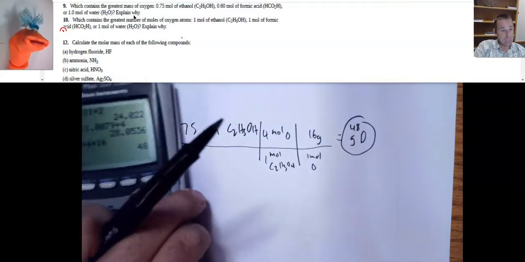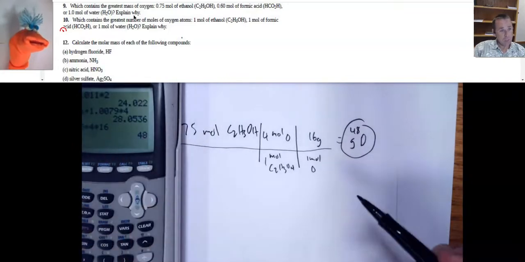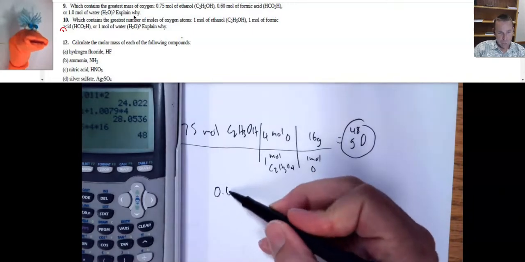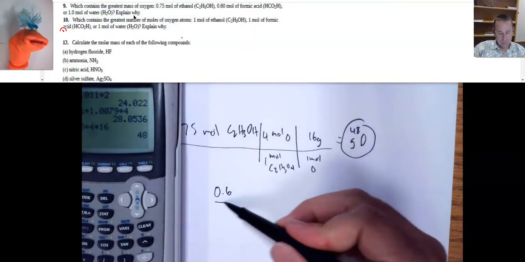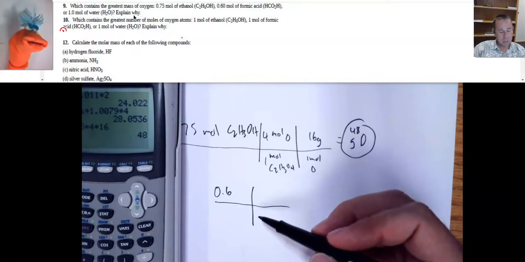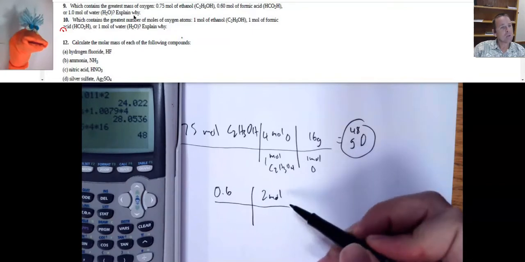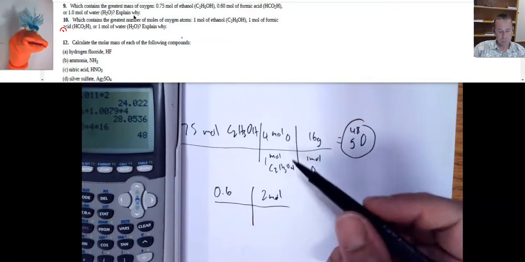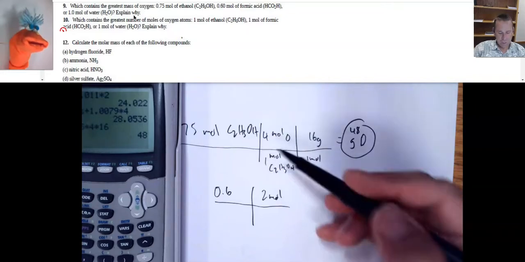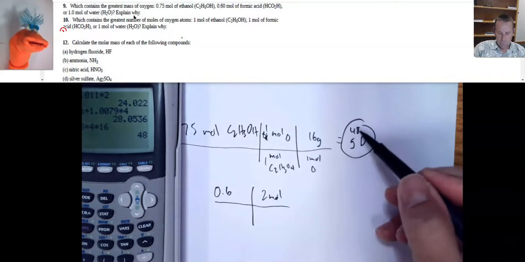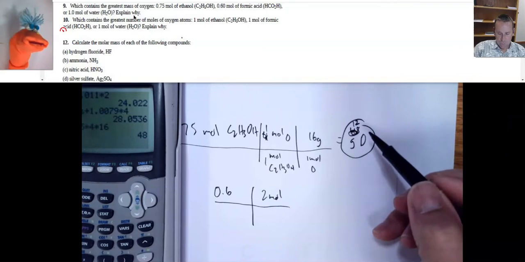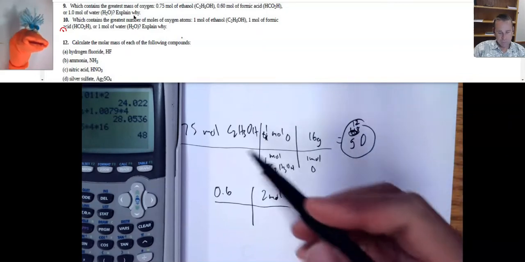So I can do the same thing now for the 0.6 moles of formic acid. I'm going to identify how many moles of oxygen there are in the formic acid. There's 2 moles of oxygen. Wait, there wasn't 4 moles of oxygen in here. That's just an OH. That's not a 4. Sorry, that's just 1. So it's going to be 48 divided by 4, which is just 12. 12 grams of oxygen for that first one.